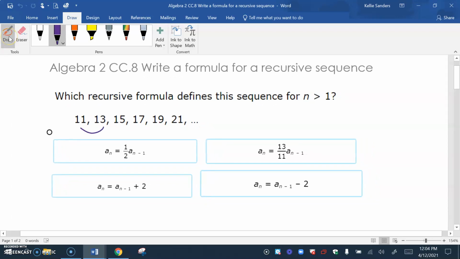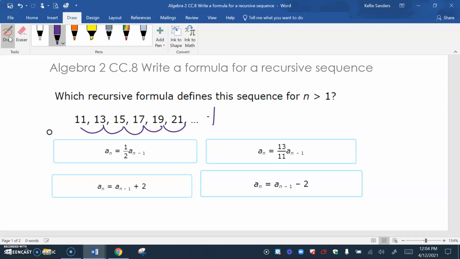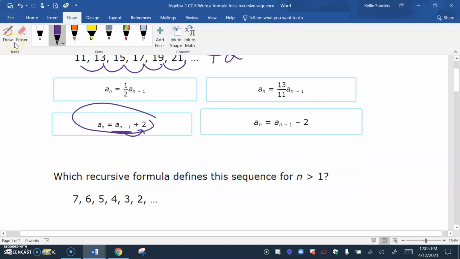We have 11 to 13 to 15 to 17, 19, and 21. What's going on is we're adding 2 each time. So this is the previous term, and we're adding 2 to it to be able to get to the next one. So we're adding 2.